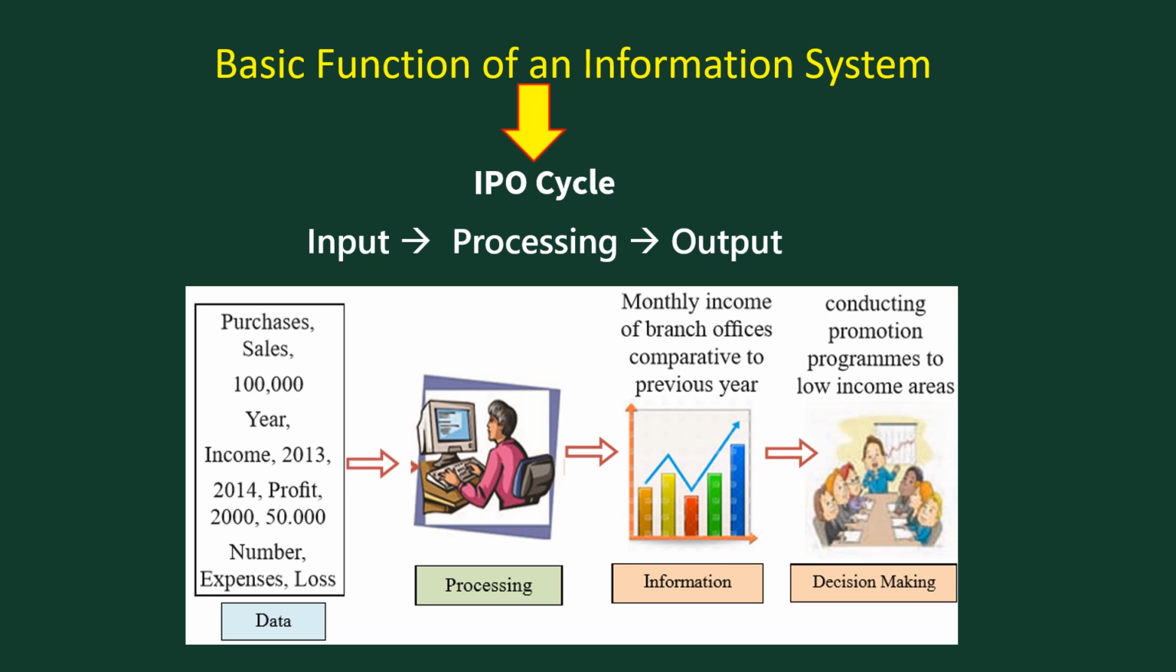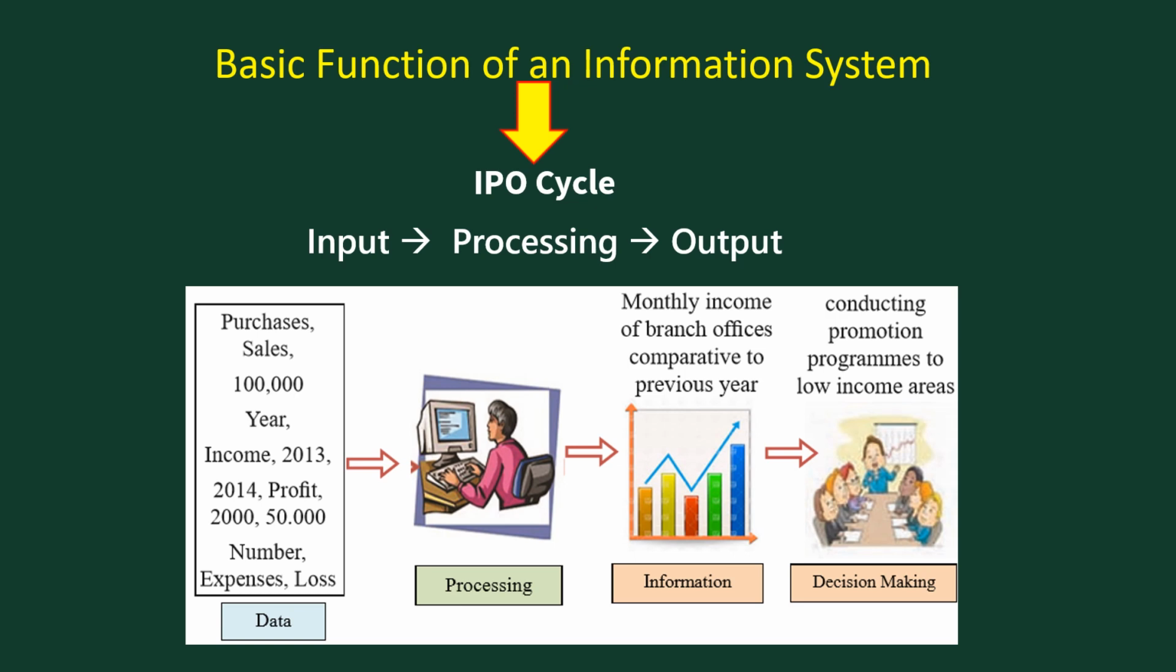The information system also can be defined as the IPO cycle. So what is this IPO cycle? It's nothing but input, process and output. So now look at this example. Here we enter some raw data which is unorganized, unarranged, and man processes it using a computer, and then the computer produces meaningful information in the form of a graph.